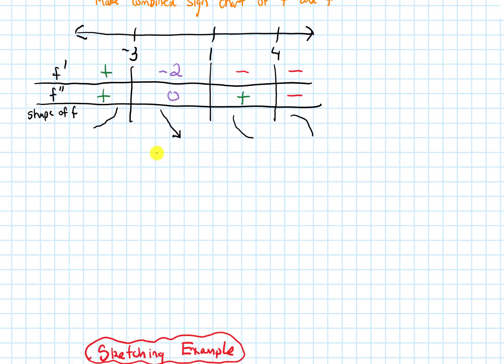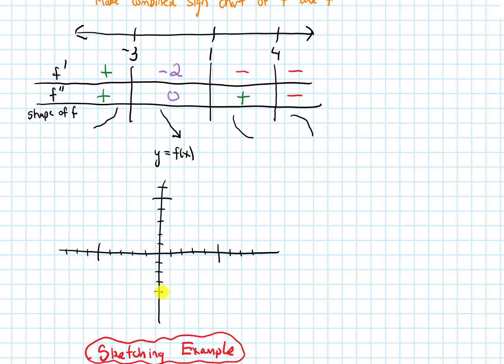Alrighty, so now I want to try to put this stuff together. I'll have y equals f of x. I'll draw some axes, the y-axis and x-axis, and I'll put some tick marks: 1 through 8 in the positive x direction and -1 through -8 in the negative x direction. In the y direction, let's go 1 through 6, and then -1 through -6.